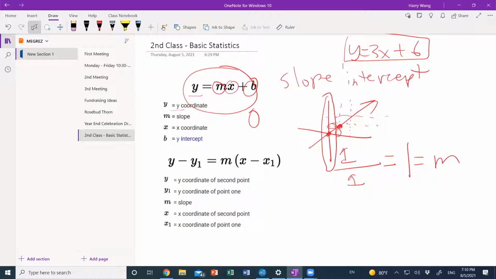Anyone else? Brian has a hand? All right, Brian. I think the slope is 1. Okay, why would you think the slope is 1? Wait a second. Oh, because the line travels at like, wait.